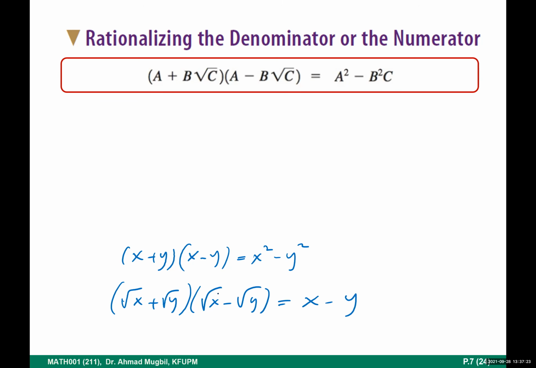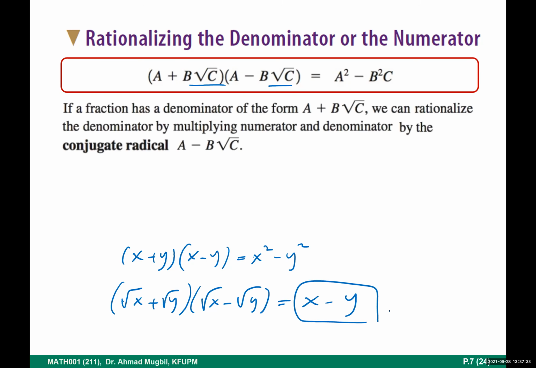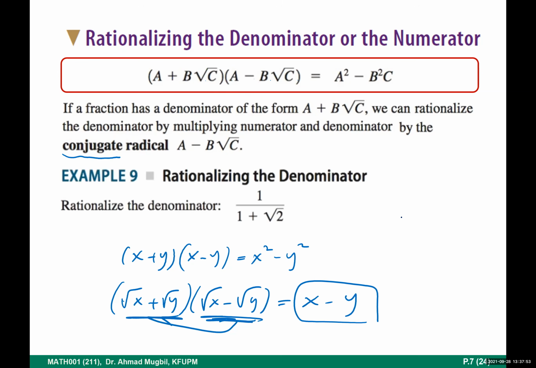What we did here, we got rid of the radicals. Look, no more radicals in the result. So this is called rationalizing. We rationalize here. When we want to rationalize, or to get rid of the radicals, we multiply by what is called the conjugate radical, or shortly the conjugate. So the conjugate of a plus b square root of c is a minus b square root of c. The conjugate of this is this. The conjugate of this is this. Okay? You remember in P4, we learned there how to rationalize this.